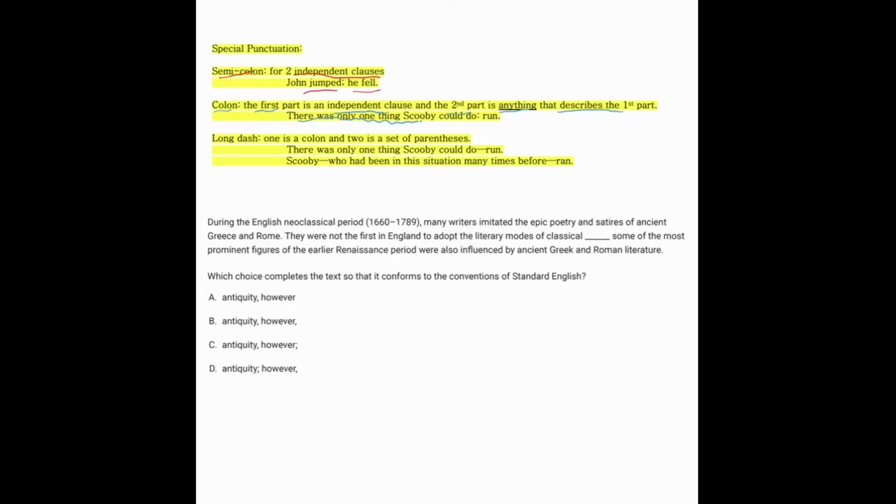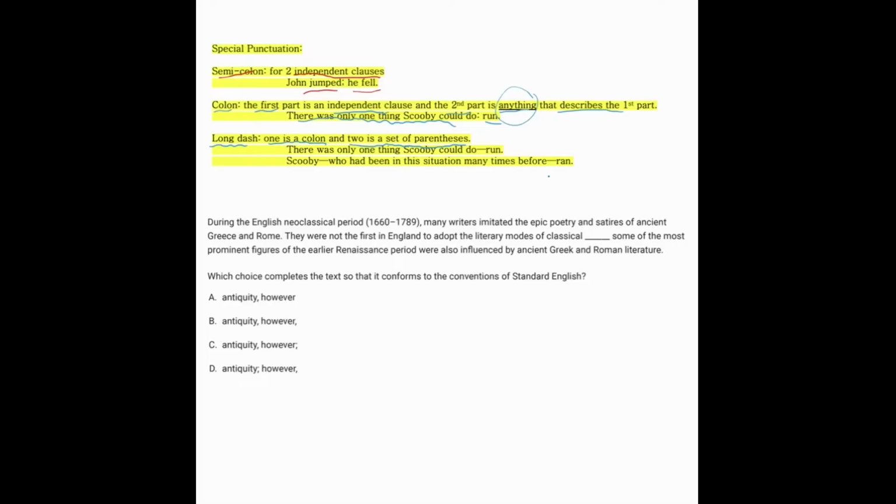There was only one thing Scooby could do: run. The important thing there is anything. After the colon, you could have a single word or a full independent clause. For the long dash, one of them counts as a colon and two of them is a set of parentheses. So: there was only one thing Scooby could do—run, or Scooby, who had been in this situation many times before, ran.